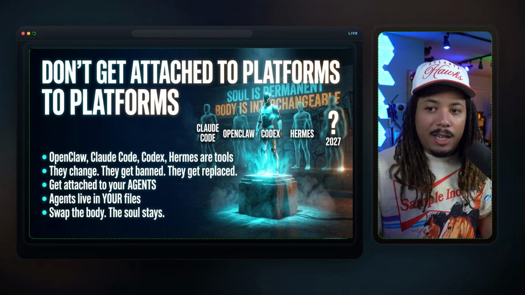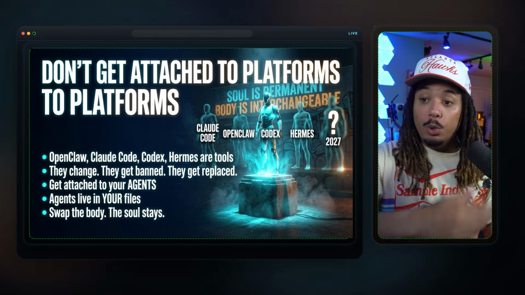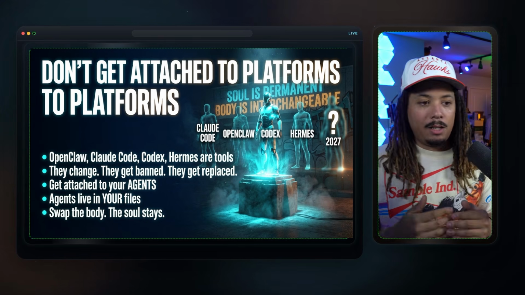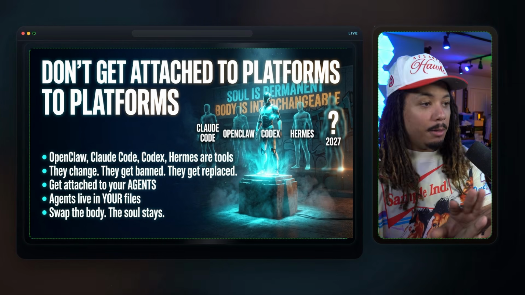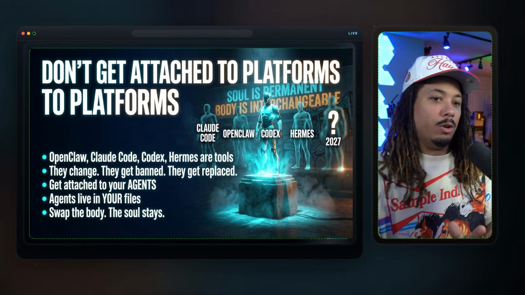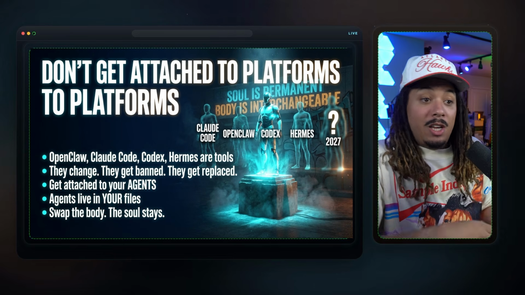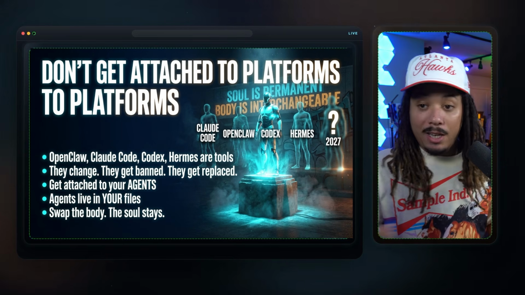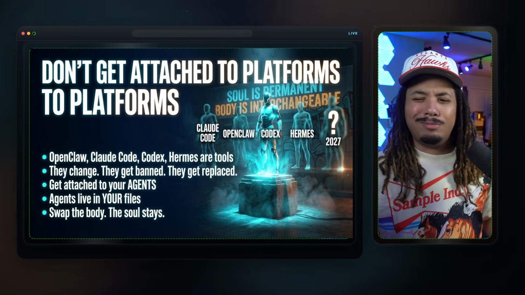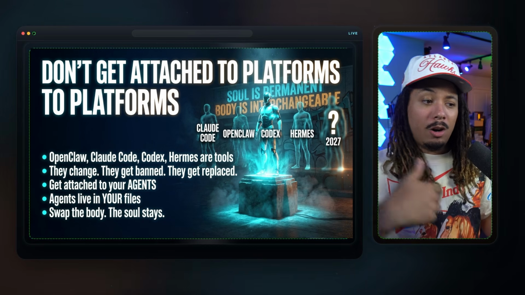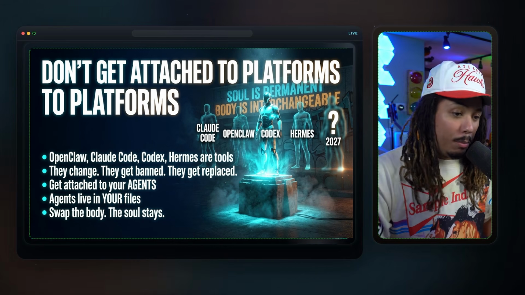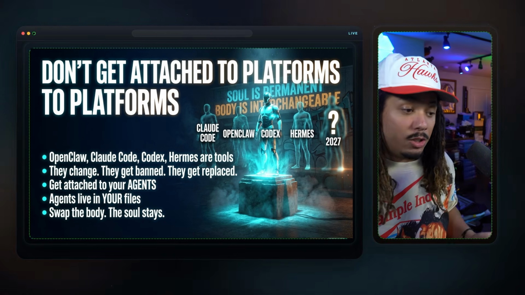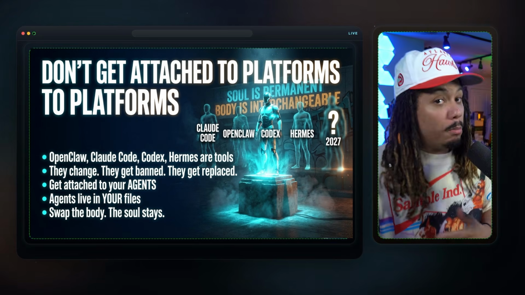I think, though, I'm at the point now where, and this might be the next actual stack that I'm talking about, if there is a model that comes along, would I just get rid of Claude Code? And possibly, but hear me out. Don't get attached to the platform. That's his main point. Don't get attached to platforms. You don't want to be just loyal to one thing. OpenClaw, Claude Code, Codex, Hermes, these are all tools. They change, they will change, and more will come along. More models will come along.